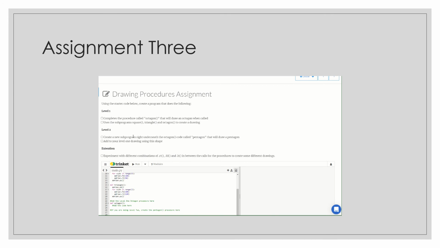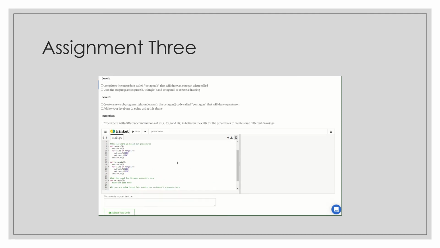Level 2, you will create your own subprogram underneath octagon to create a pentagon. So there's no code to help you with that. And there's an extension, experiment with all the different combinations of right, left, forward, and so on to create a drawing. So let me show you some of the code.